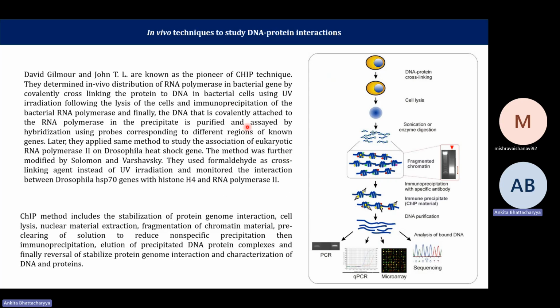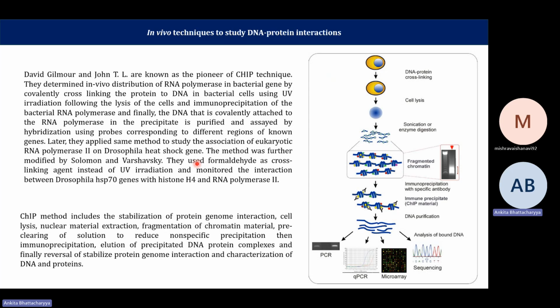Basically, once the DNA-protein interaction has been cross-linked using UV radiation, cells are lysed and the bacterial RNA polymerase is immunoprecipitated, and then the bound DNA can be assayed using probes corresponding to different regions of known genes. Later, this was also used for eukaryotic RNA polymerase and Drosophila heat shock genes as well, and they used formaldehyde, which is what I just mentioned. A chemical cross-linker is usually preferred.